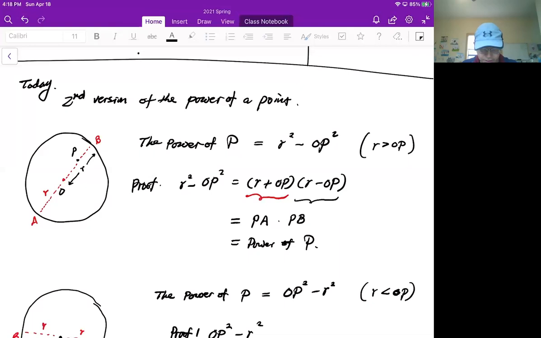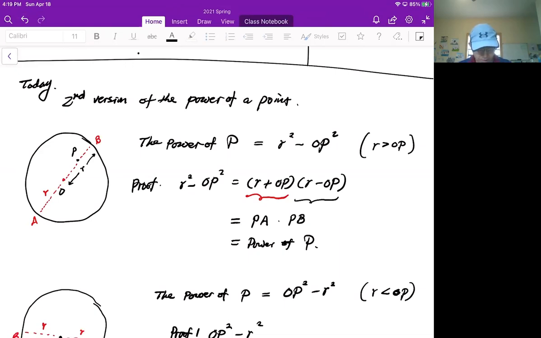So we first have the second version of the power of a point. And what is that? The power of a point, if it's inside the circle, is r squared minus OP squared. Why? Well, just because you can connect O with P, right? By the definition, it is PA times PB. But what's PA? PA is just R plus OP, and PB is just R minus OP.